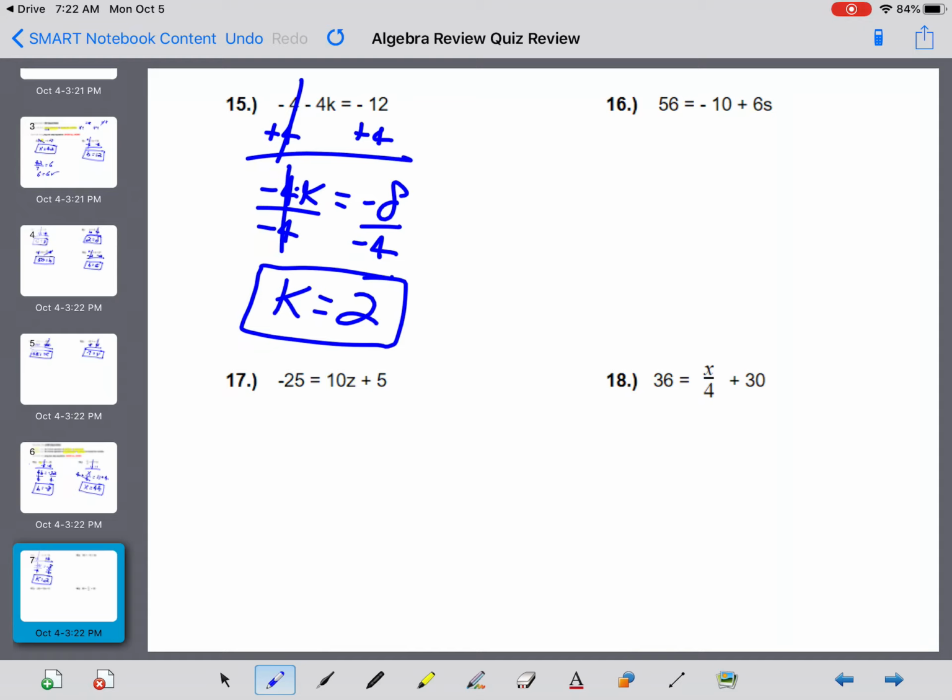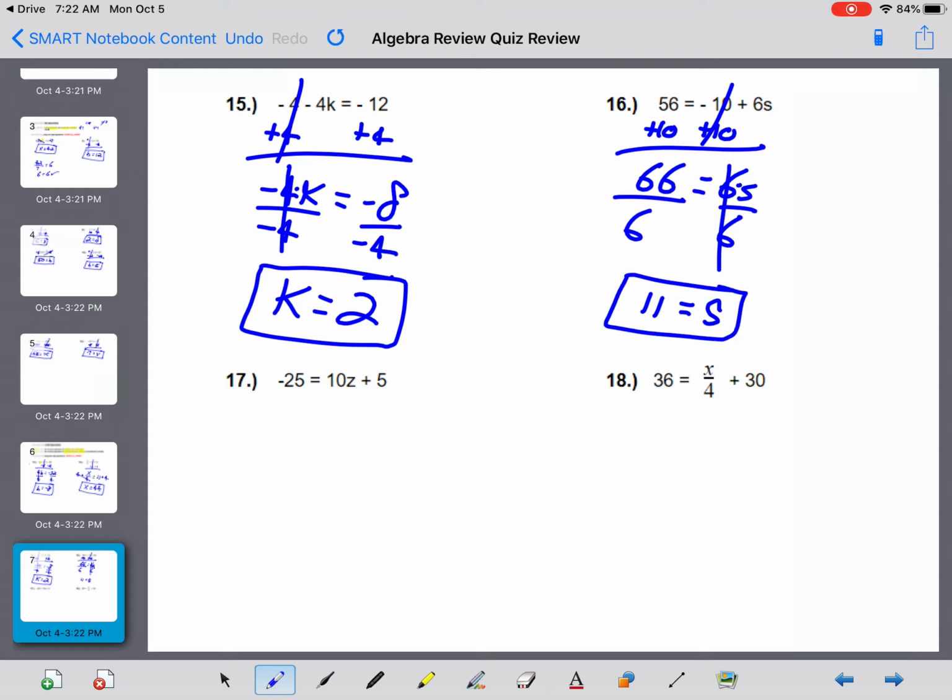16, 56 equals negative 10 plus 6s. Add 10 to both sides. 10's cancel. 66 equals 6s. That's multiplication, so you're going to divide by 6 on both sides. S equals 11.